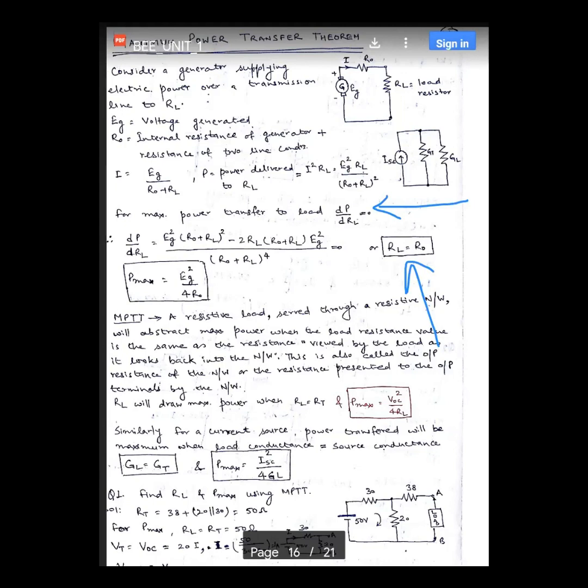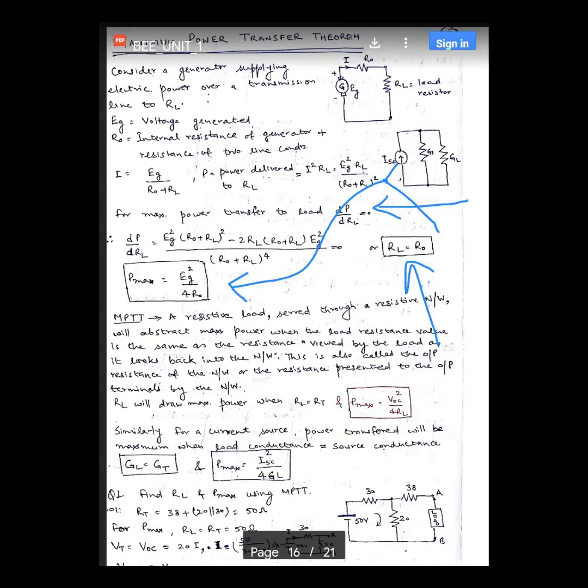So if the circuit is simple, then the internal resistance is equal to the load resistance, and we will get the maximum power transferred. This value is substituted here to get the final result as this.